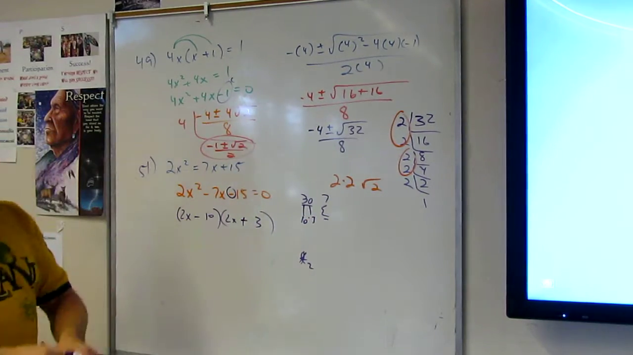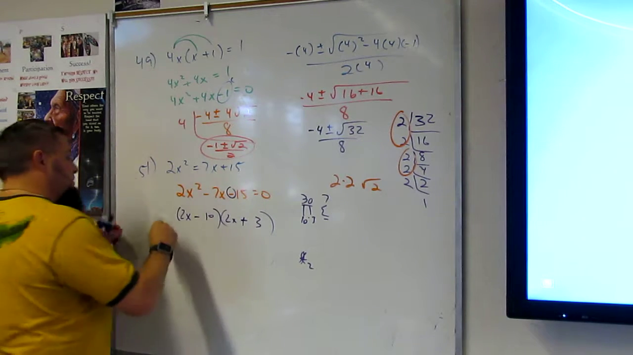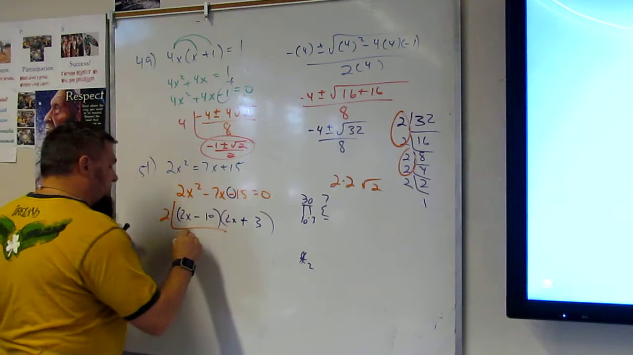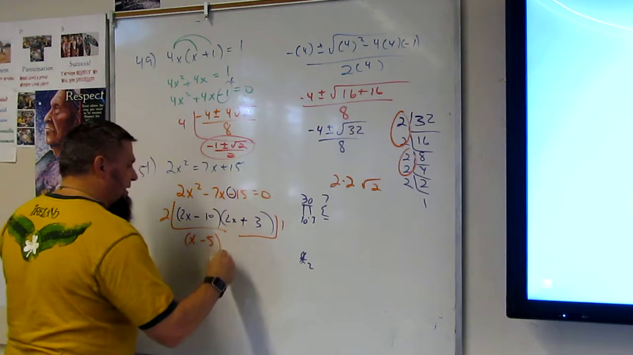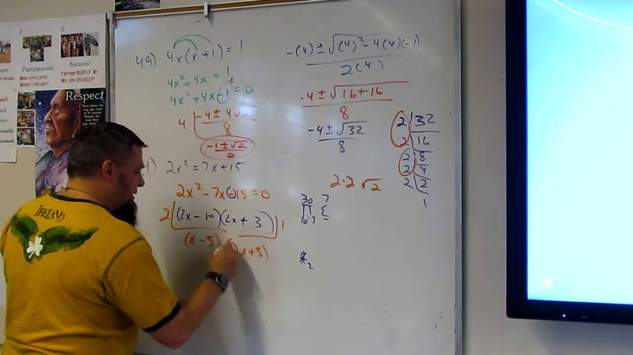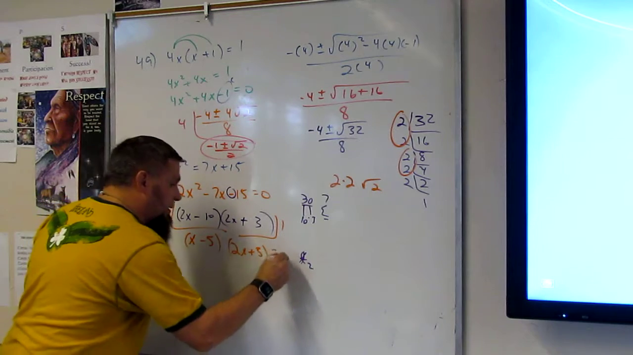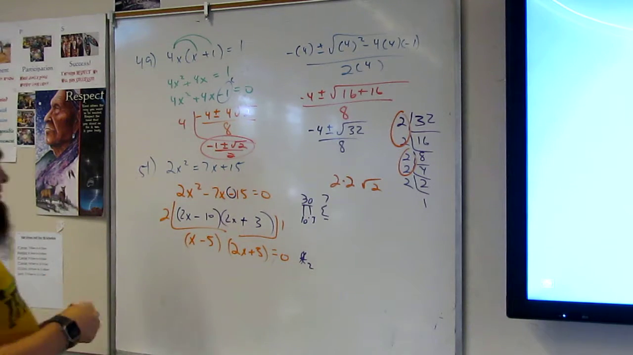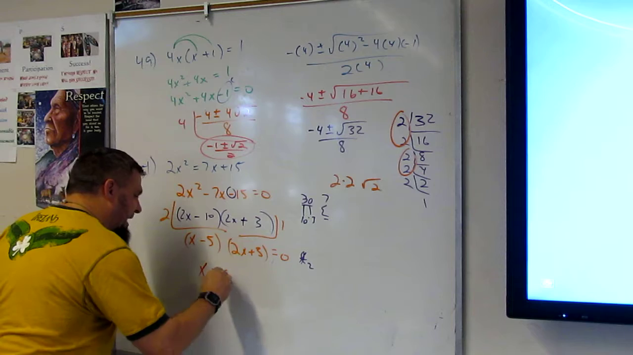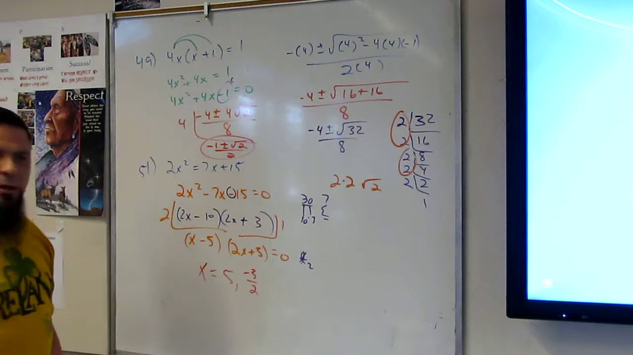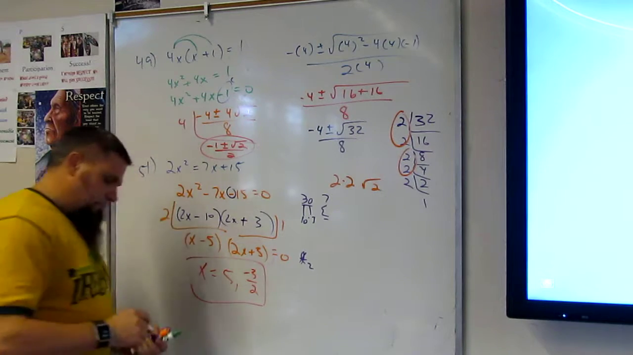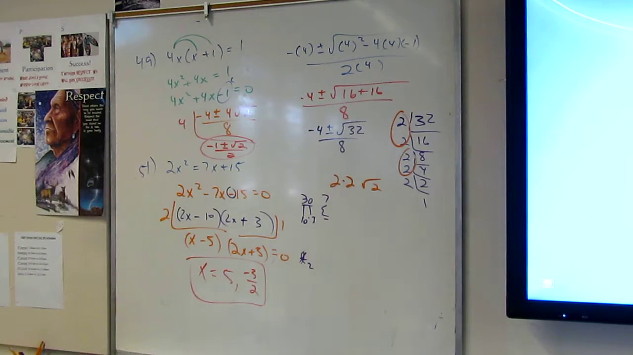So the only thing is a 2, right? So I've got to pull out a 2. And I pull out a 2, I get x minus 5. And I pull out a 1, and I get 2x plus 3. Then I solve for 0, and I get x equals 5, and the opposite over the number. Okay? And that is the homework.